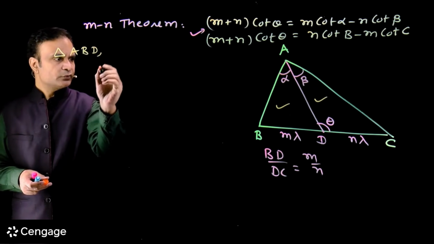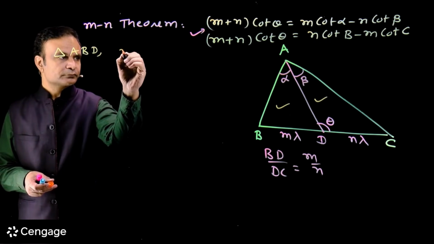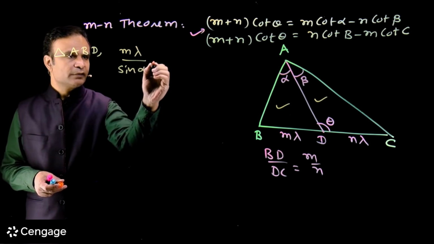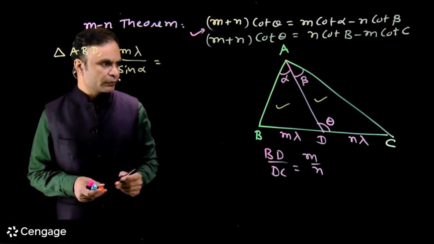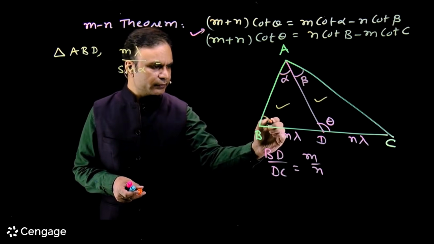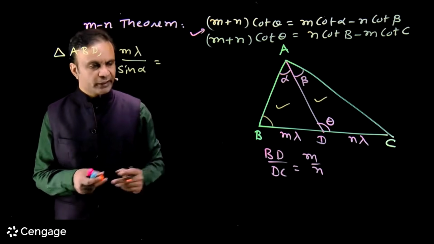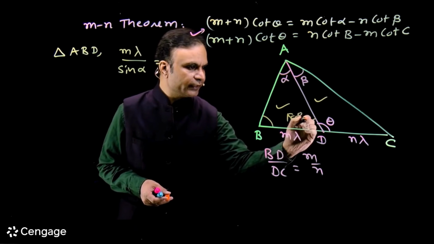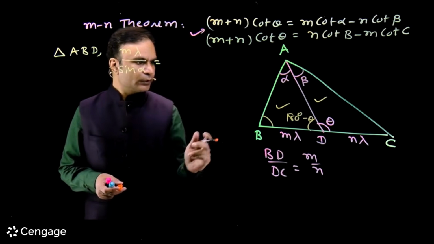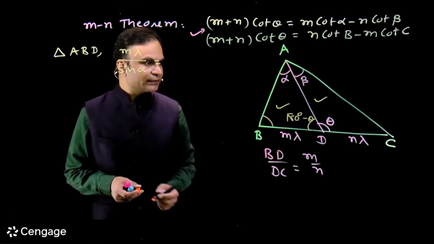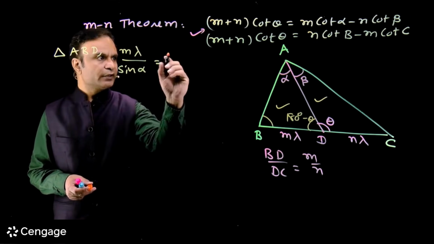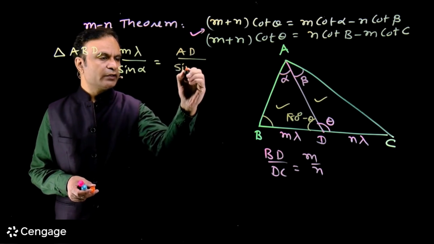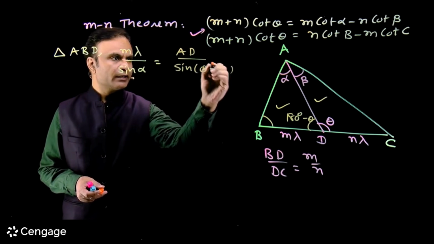Okay, in triangle ABD using the sine rule we have m lambda upon sine alpha. This is equal to, now can we get this angle in terms of theta? This angle is 180 degrees minus theta. Okay, so angle B will be theta minus alpha. So we have here AD upon sine of theta minus alpha.